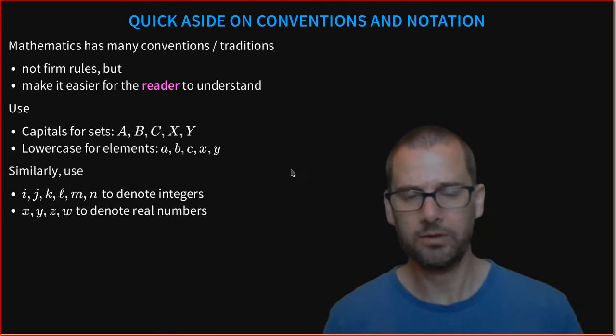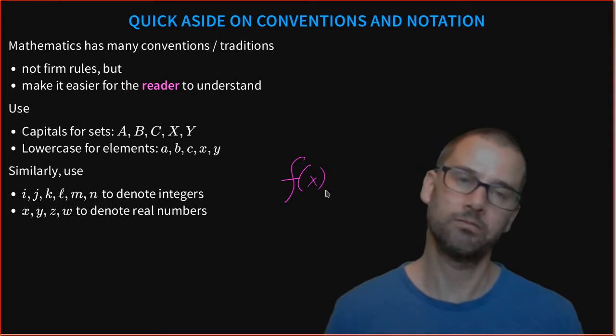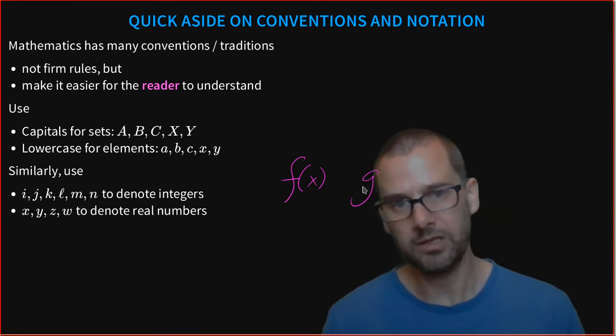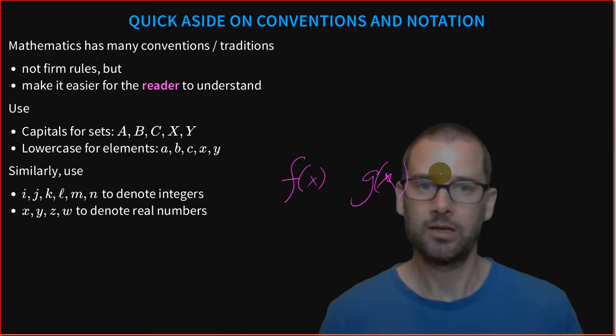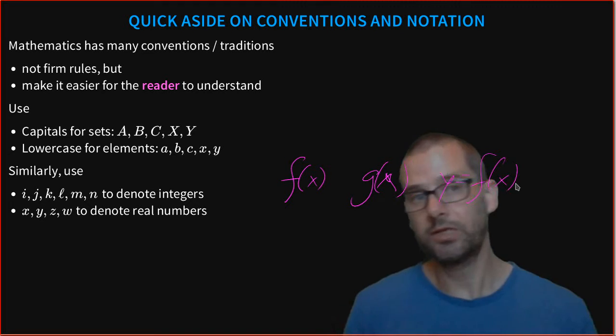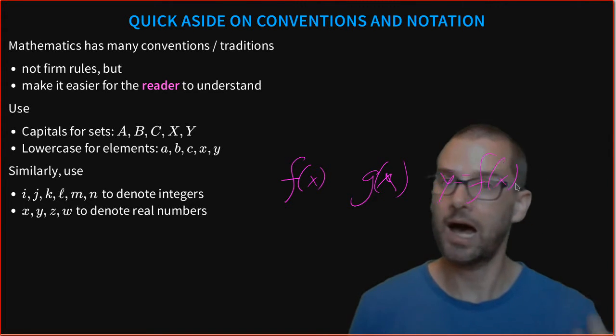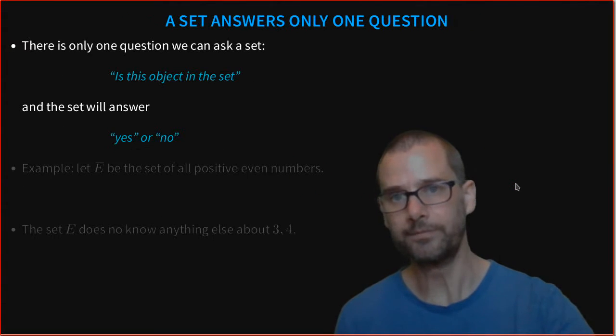And you've already seen this with things in calculus where you have f of x is always a function that takes a real number x. And we may have seen g of x. And y is equal to f of x. These are just standard conventions that we'll use again and again. Okay, these are not hard and fast rules, but they're very helpful to help people understand what's happening.